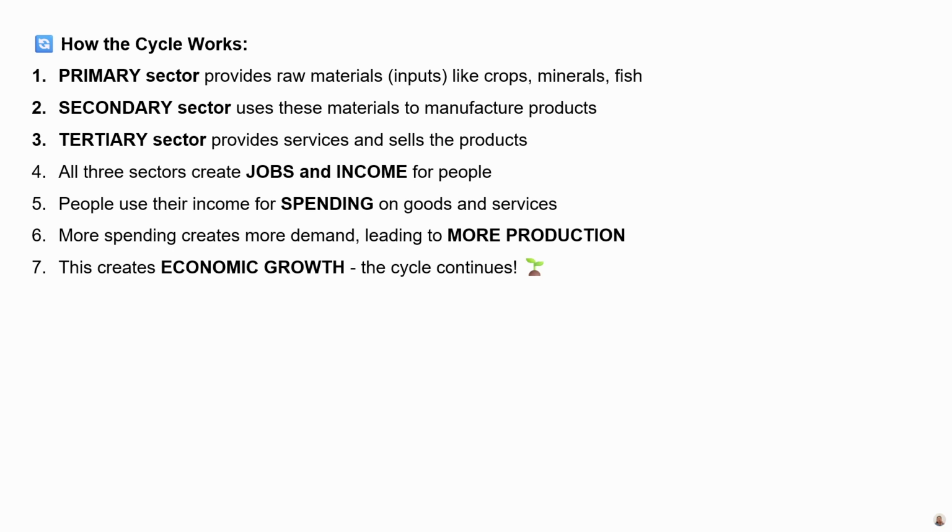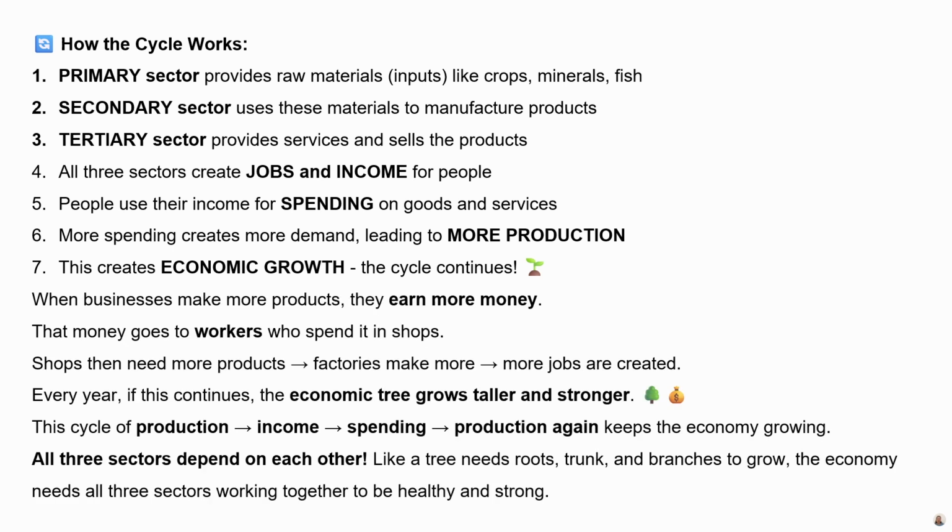Now, all this is put together to create jobs and provide an income for people. When people earn money, they tend to spend money on goods and services. And this leads to more demand. The more demand creates more jobs, and this leads to more production, and this improves our economy and it moves as a cycle.